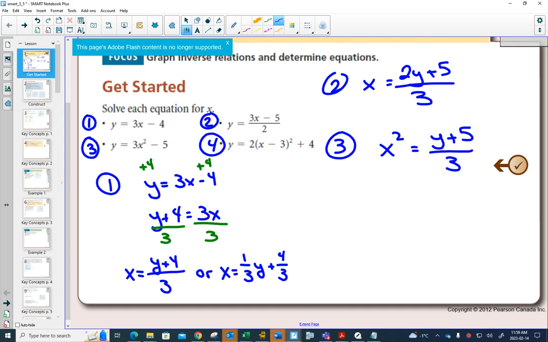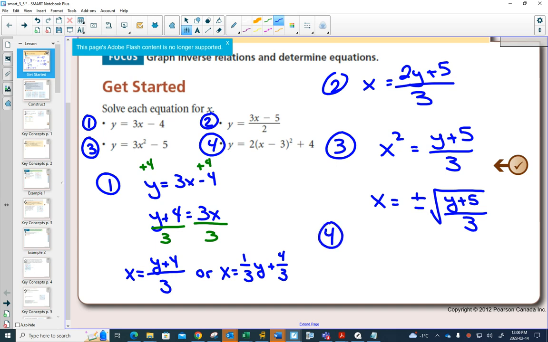And then once you have the x squared by itself, you could get the x by itself by square rooting. And the thing that students always forget when you square root is the plus or minus. So check if you remember to add the plus or minus when you square root both sides.